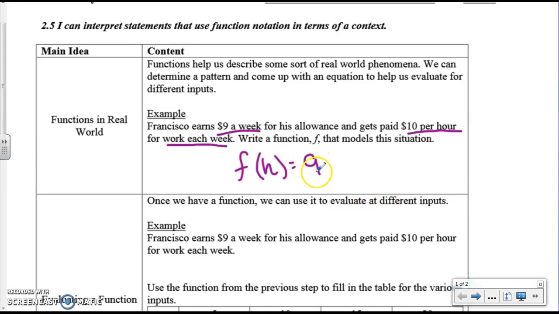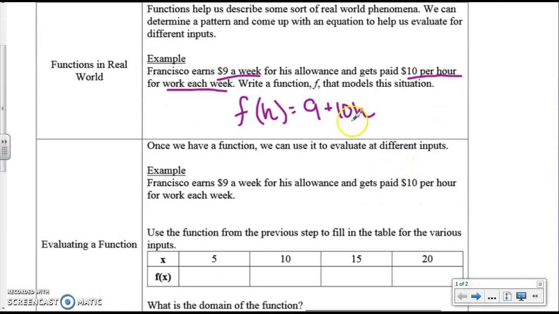Okay, so our 9 isn't changing each week. We're going to keep it the same. What is actually changing is the amount that he makes based on how many hours he works. So that's where we're going to put our variable. So our function is f of h equals 9 plus 10h. You could use an x there if you wanted to. Doesn't matter. I used h because we're talking about hours.